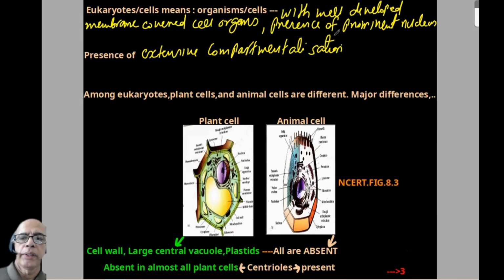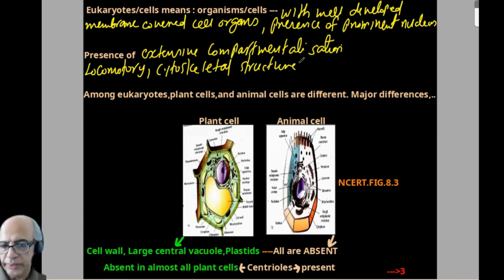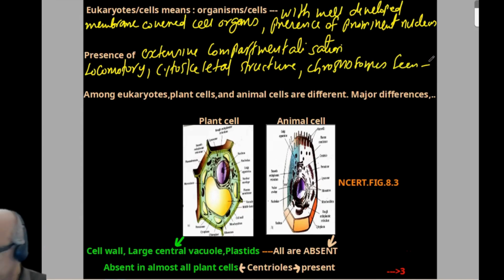Then we can find locomotory structure, so movement. Then structural framework, that is cytoskeletal structures. So these all show advanced structures. Then chromosomes seen. Chromosomes present. So these all belong to eukaryote. And among eukaryotes, we can find plant cell and animal cell. But they are different. Major differences include, diagram, again, NCERT diagram.